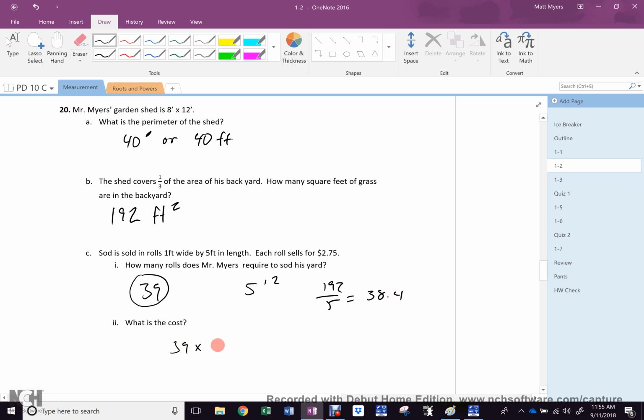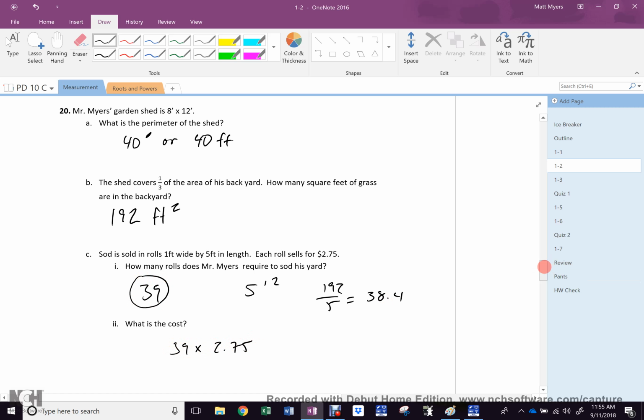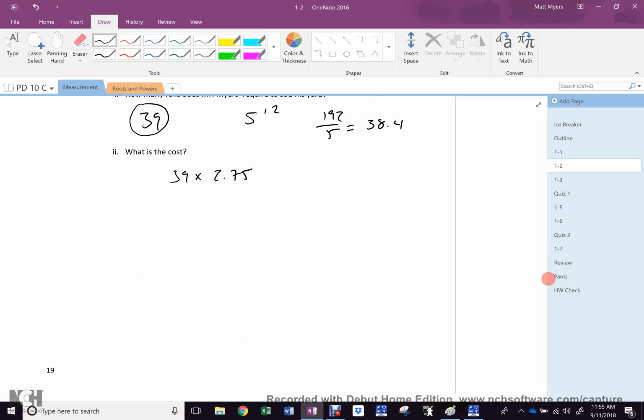39 times what? $2.75 is however much it's like $107 or some crap, right? Nice. Good job, everyone. Turn the page over.